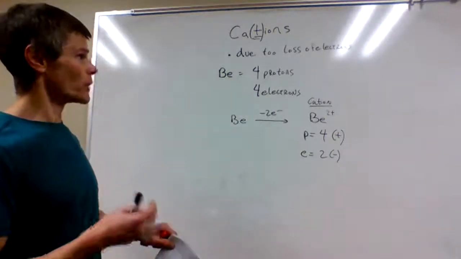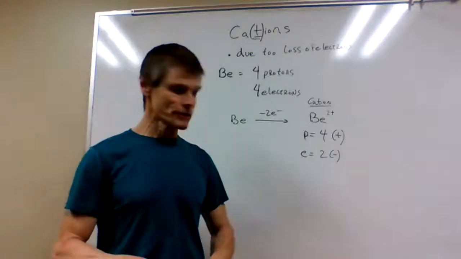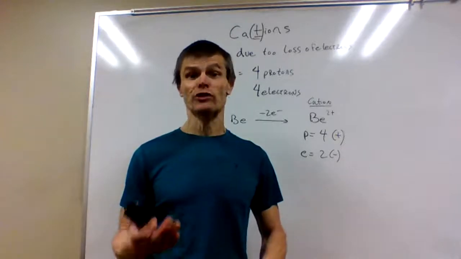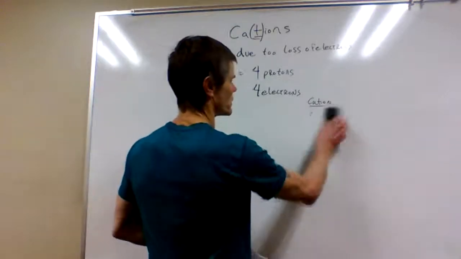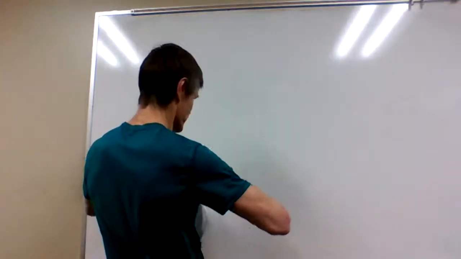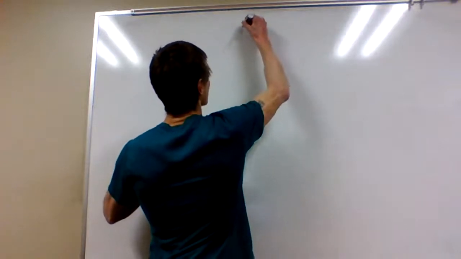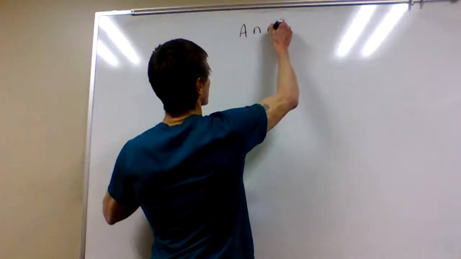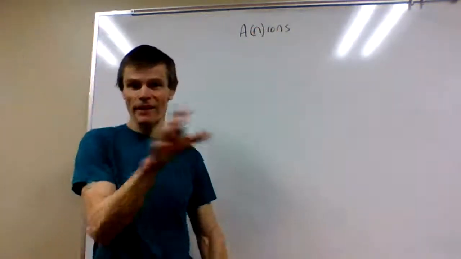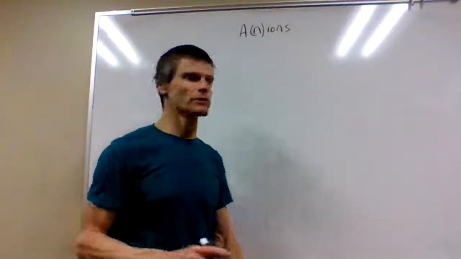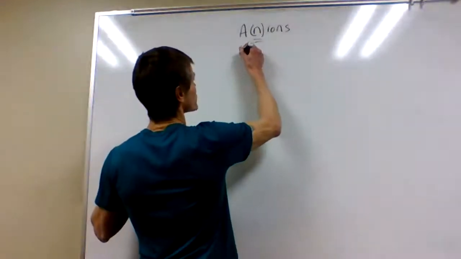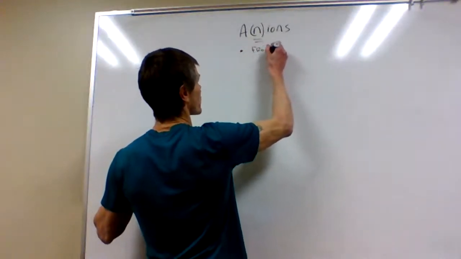Well, if we have particles that form due to loss of electrons, we also have particles that form negative charge due to gain of electrons. And these particles are called anions. I'm going to put a parentheses around the N, and this is how I remember: big N in the middle, it's negatively charged. Anions are formed from the gain of additional electrons.